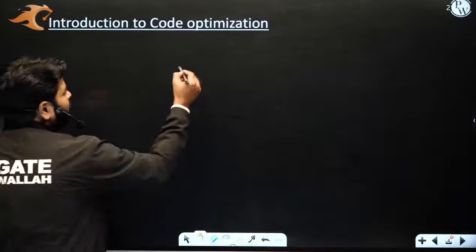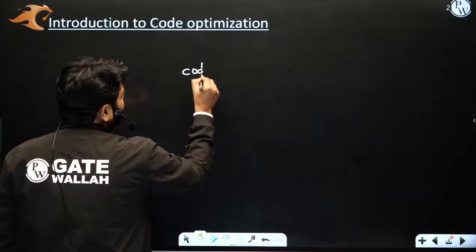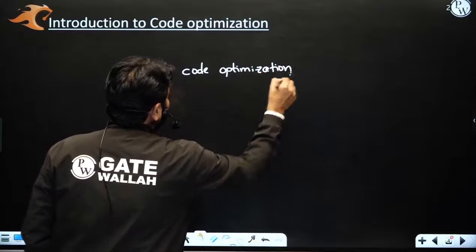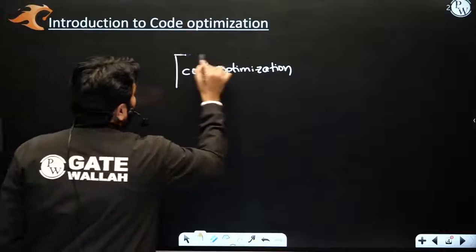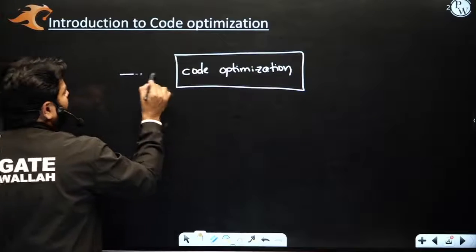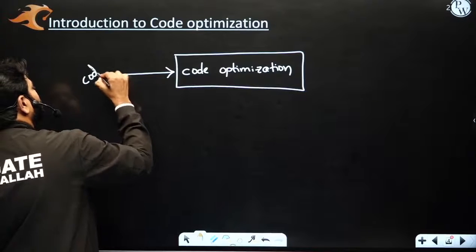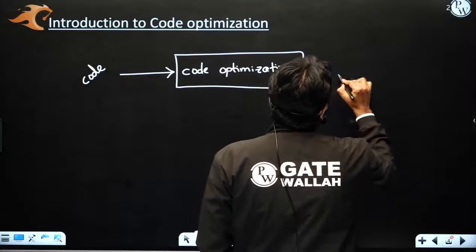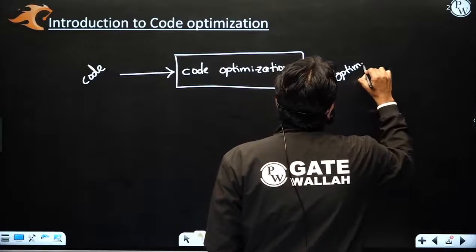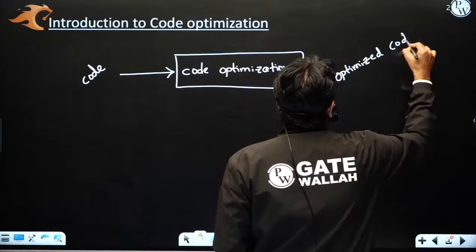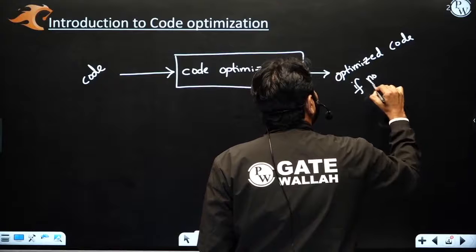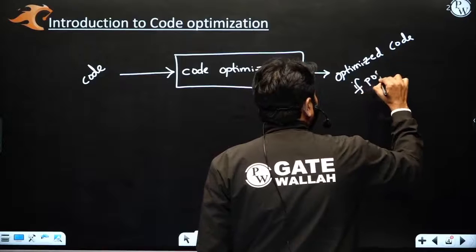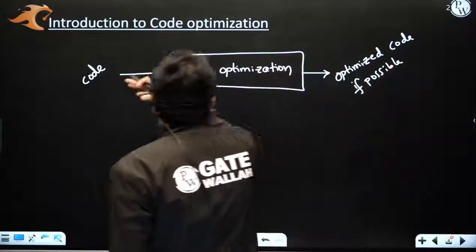Now, as I told, the code optimizer optimizes the code. If you write any algorithm, or you have a code optimization algorithm or program, it takes some code which might be machine dependent or independent. It tries to produce an optimized version, optimized code, if possible. If not possible, it can't do anything, it will generate the same code.